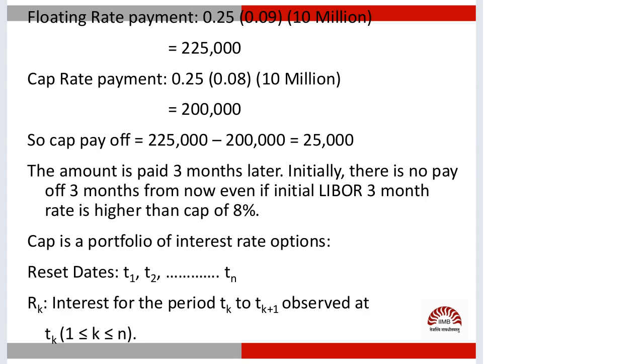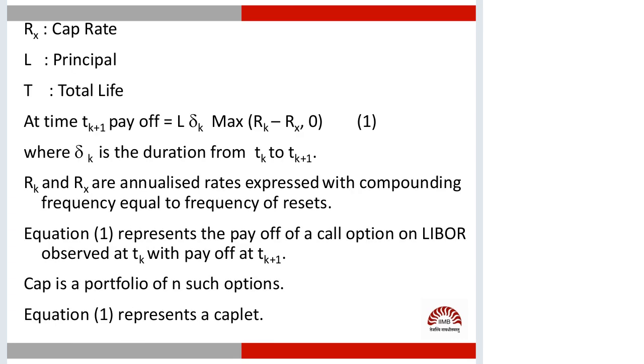So now if I want to write it down, Rk is the interest rate for the period Tk to Tk+1, as observed at the beginning of the period, which is at Tk. Rx is the cap rate, L is the principal, T is the total life. So at Tk+1, how much will be the payoff? L into the time period. The time period is what I call delta k. As you can read from the next slide, delta k is the duration from Tk to Tk+1.